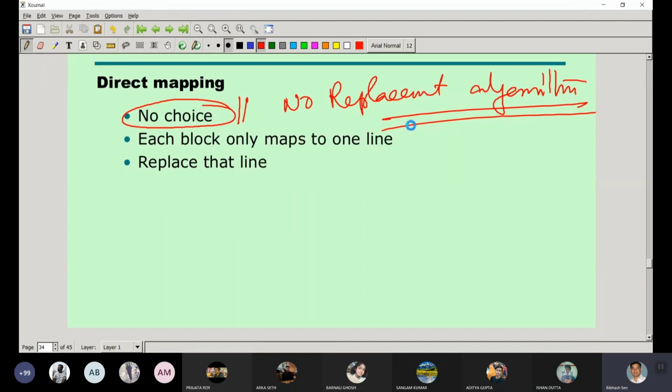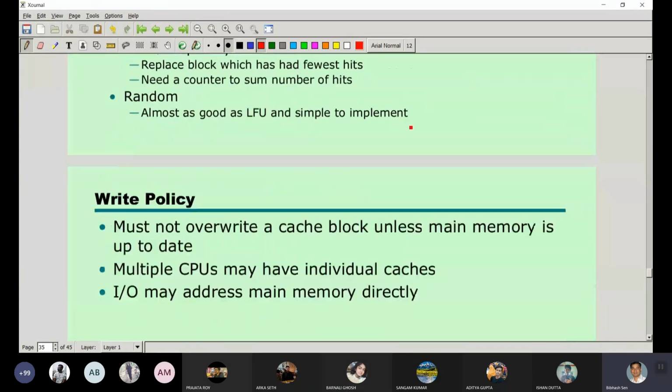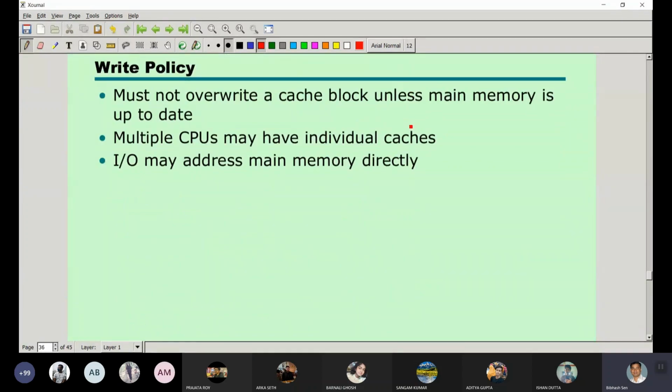I think today's discussion is clear for direct mapping. In associative mapping, the algorithm must be implemented in hardware, which is very fast. The least recently used algorithm is followed. Today I will start to solve LRU for 5 minutes if possible, and then we'll go for the FIFO. Now come to the point.